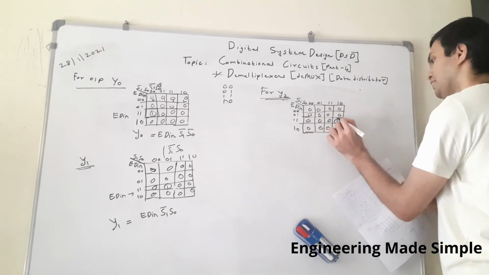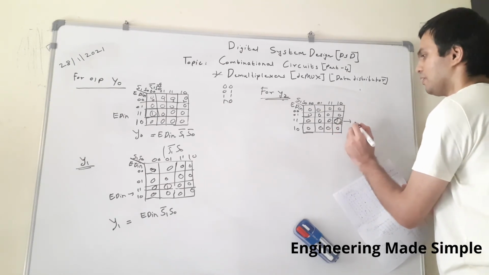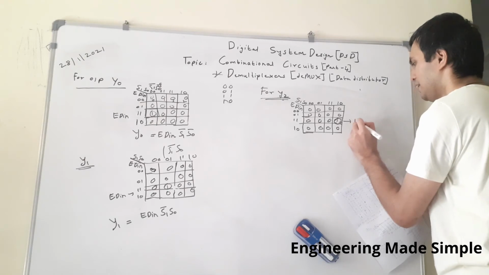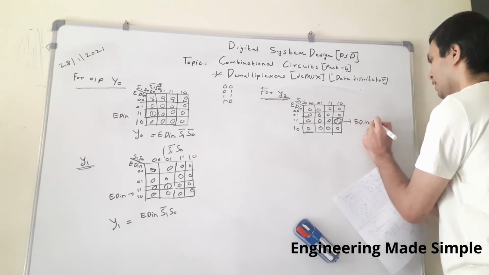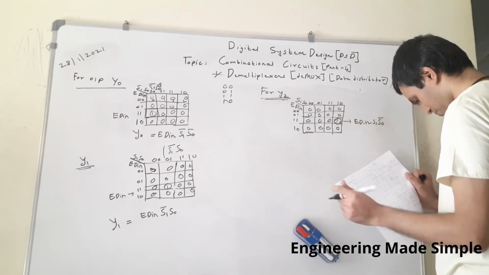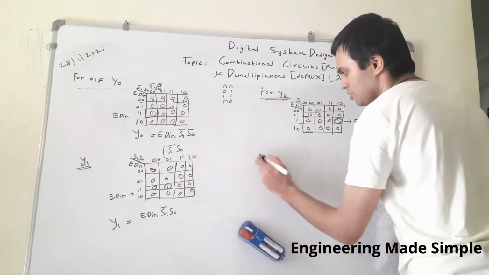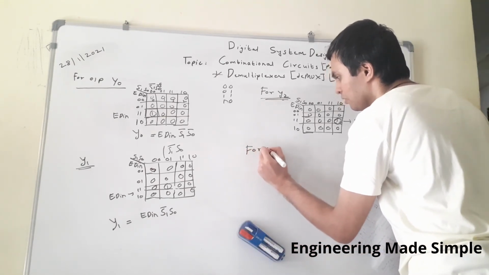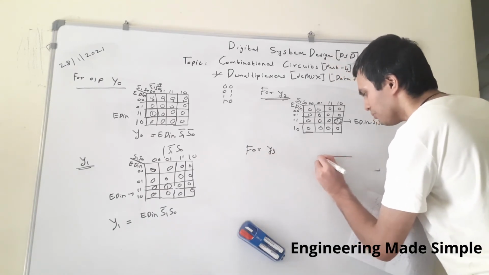Now let us read the term which we have encircled. What does this stand for? It will stand for ED in S1 S0 bar. That is your output y2. Okay. Now let us start solving for output y3, another 4 variable K-map for you.